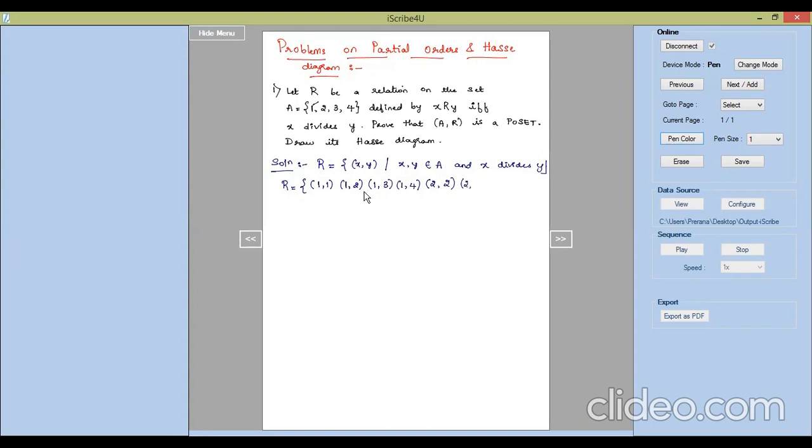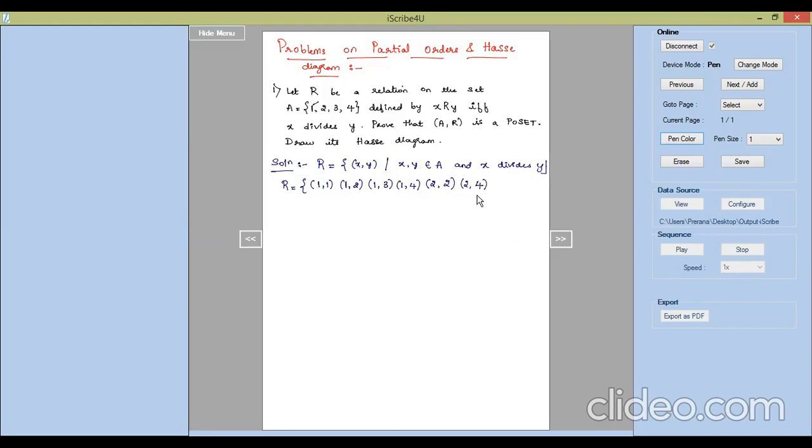Then can I write down 2, 4? 2, 3 I cannot write down. So can I write down 2, 4? Yes, we can write down 2, 4 because 2 divides 4. 2 divides 4 is one and the same as saying 4 divided by 2 is a whole number or an integer. Yes, 4 divided by 2 is 2 itself, which is an integer. So I can write down 2 comma 4.